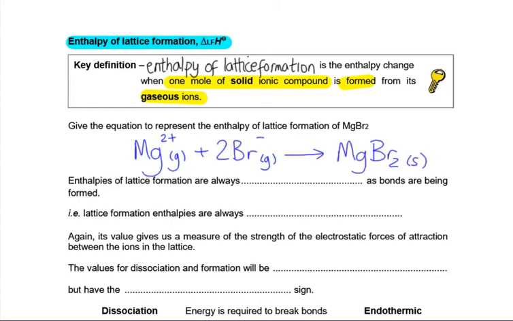So I've had a go. I formed 1 mole of solid magnesium bromide on the right here from its gaseous ions. So magnesium ions, magnesium in group 2, 2 plus, and bromide ions, Br minus, 2 bromide ions in magnesium bromide, and they're both gaseous because that's what the definition said. And here, when ions come together, there's a release of energy as the attractions form, and so these are going to always be negative. And the word for a negative energy change in chemistry is exothermic.